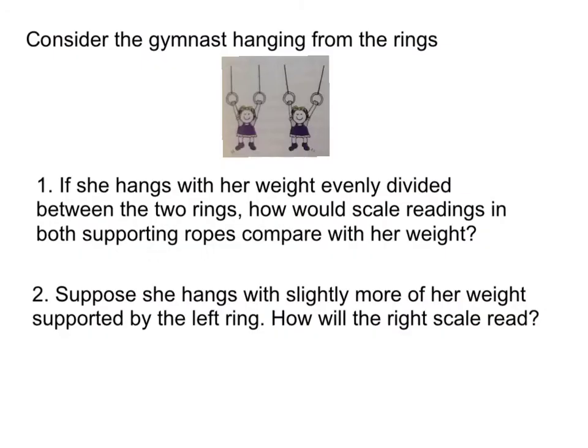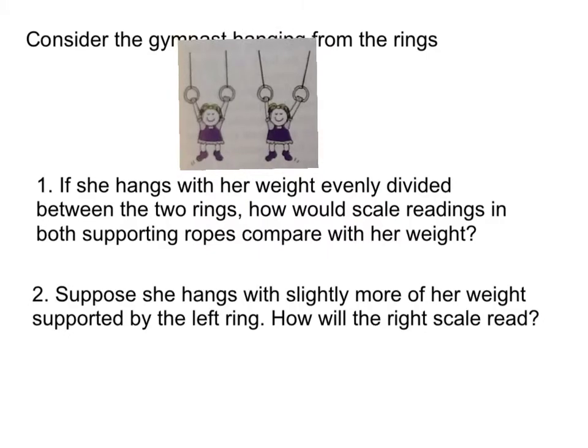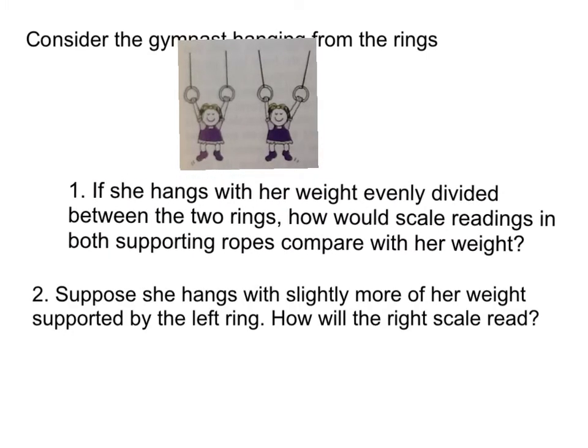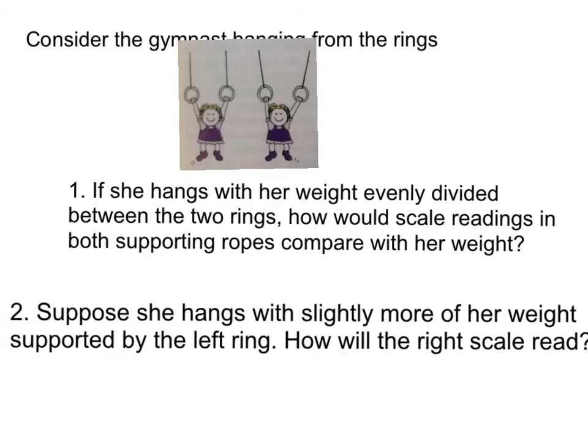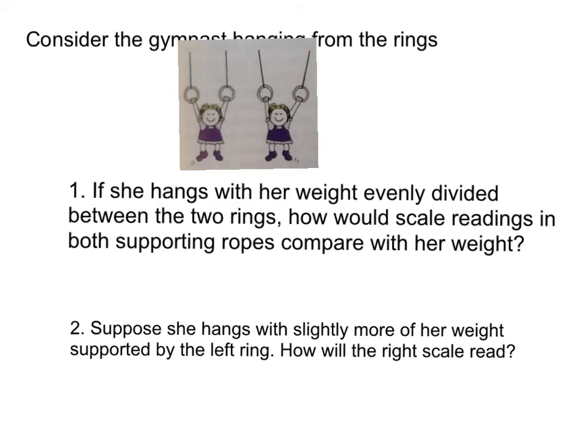So here's another situation where we have a gymnast hanging from these rings. If she hangs with her weight evenly divided between the two rings, how would scale readings in both supporting ropes compare with her weight? And then suppose she hangs with slightly more of her weight supported by the left ring. How will the right scale read?